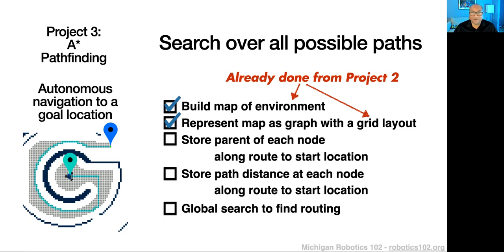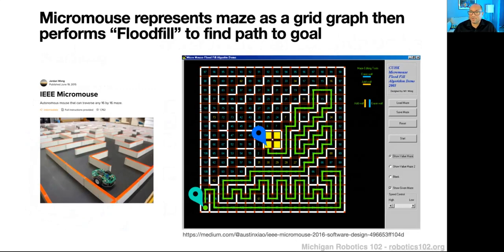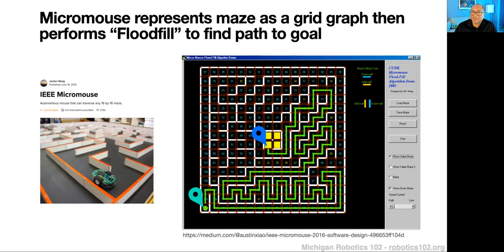If we're successful, what we're going to get back is a path that provides a route from the goal to the start, which we can then use to build navigation waypoints that will get us to our goal. So let me take an example.